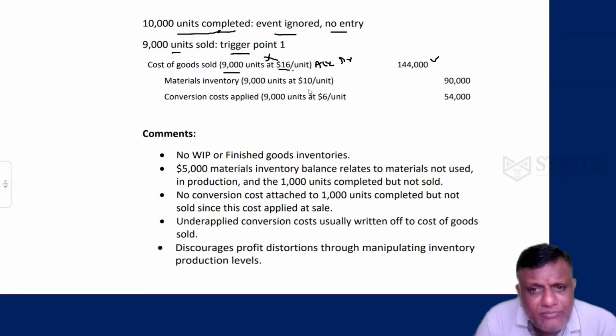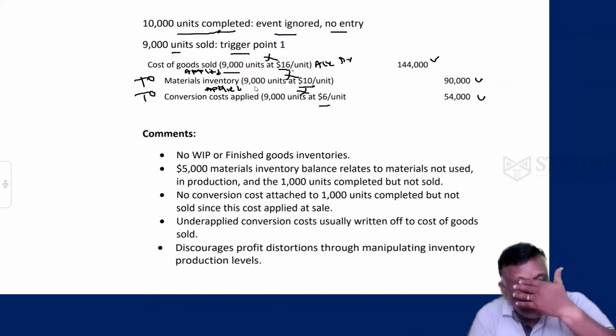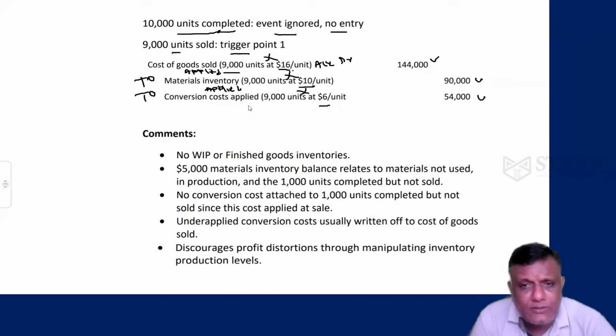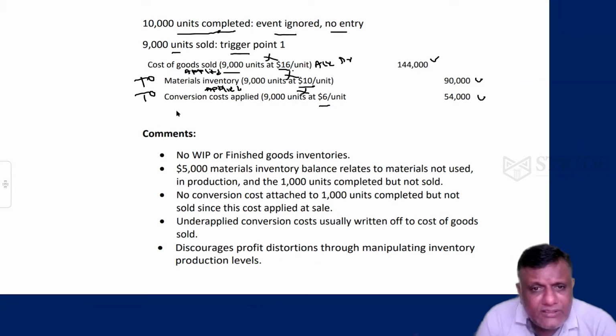So cost of goods sold consists of material 10 and conversion cost 6. COGS account debit to material inventory and conversion cost. So 9,000 into 10, 90,000 estimated material inventory, and 9,000 into 6, 54,000 applied conversion cost. Material inventory applied, COGS also applied. Everything is applied. So COGS account debit to material control and conversion cost. Conversion cost includes direct labor, direct expenses, and all factory overheads. That is called 6 per unit.